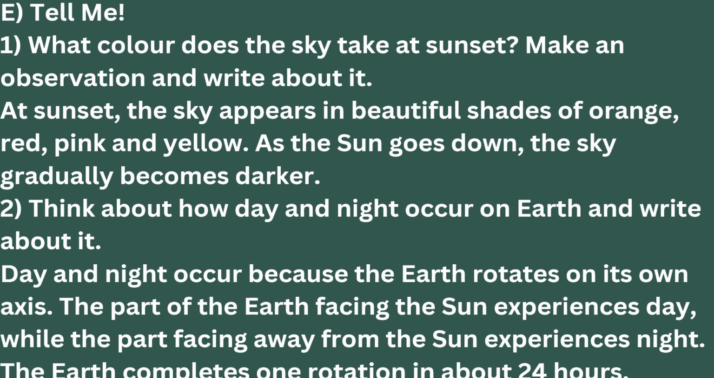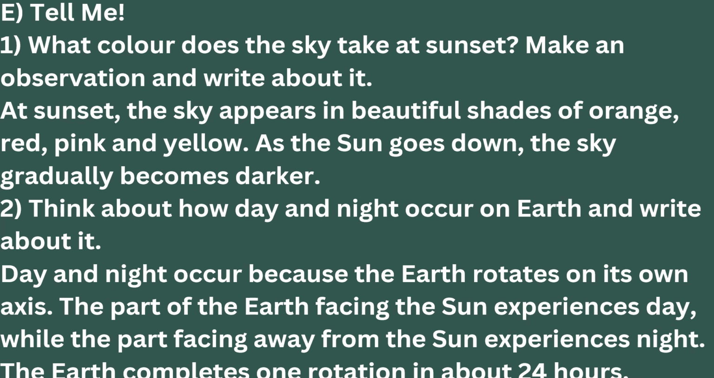What color does the sky take at sunset? Make an observation and write about it. So at sunset, the sky appears in beautiful shades of orange, red, pink and yellow. As the sun goes down, the sky gradually becomes darker.